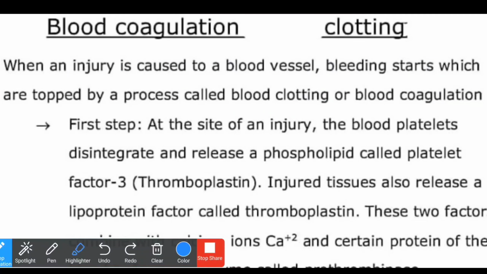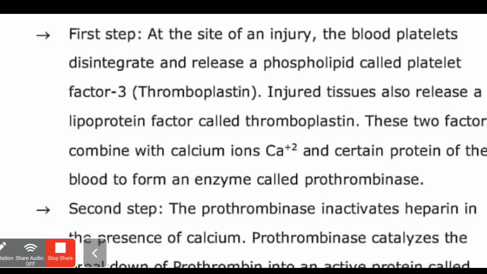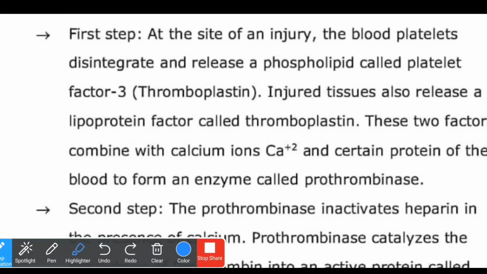So whenever an injury is caused to us, suddenly the bleeding will start, but after some time the bleeding will stop, and that stop is called blood clotting or blood coagulation. So here is a cascade of processes which we will deal with step by step. Starting with the first step of blood clotting.